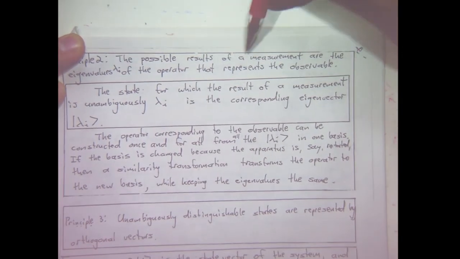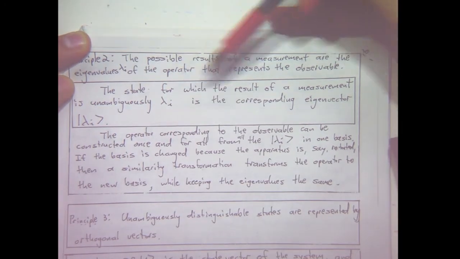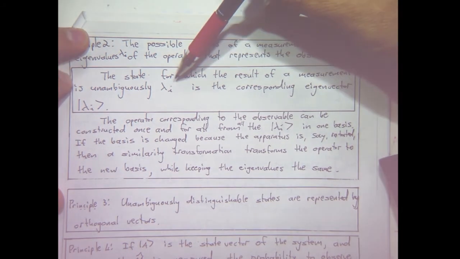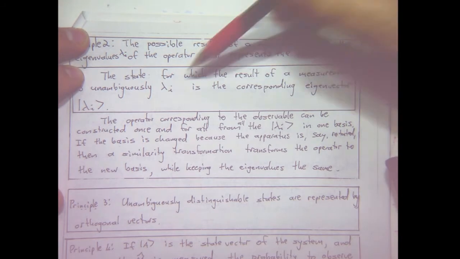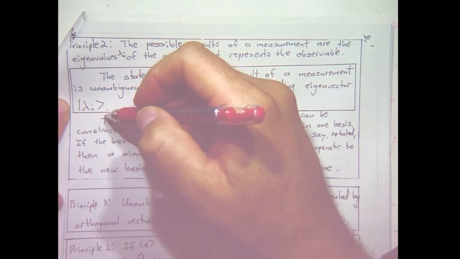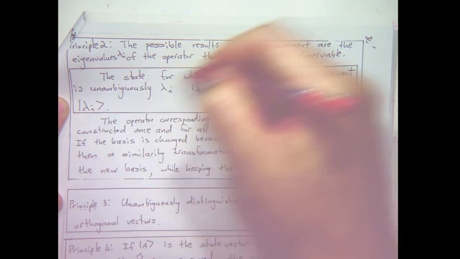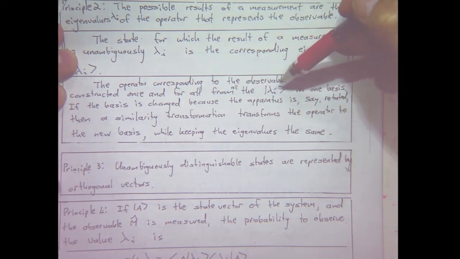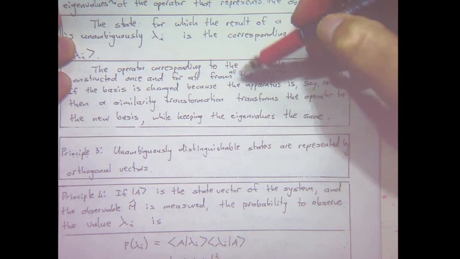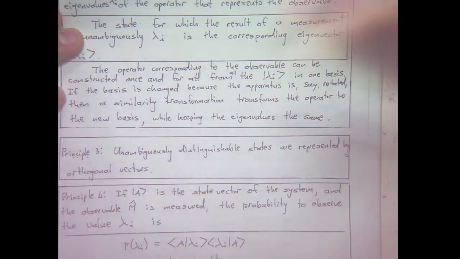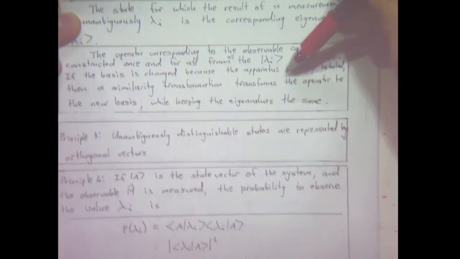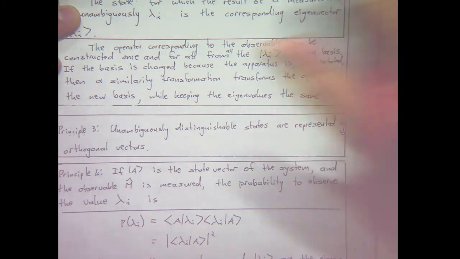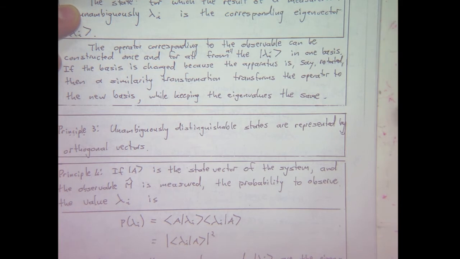Okay, principle two: the possible results of a measurement are the eigenvalues lambda i of the operator that represents the observable. The state for which the result of a measurement is unambiguously lambda i is the corresponding eigenvector, the ket lambda i. The ket is labeled with the eigenvector, it's a standard notation. The operator corresponding to the observable can be constructed once and for all from all the eigenvectors in one basis. If the basis is changed because the apparatus is rotated and we want a different reference direction, then a similarity transformation transforms the operator. It changes the value of each entry in the matrix representation, and it gives us the correct experimental prediction. That's how it works.